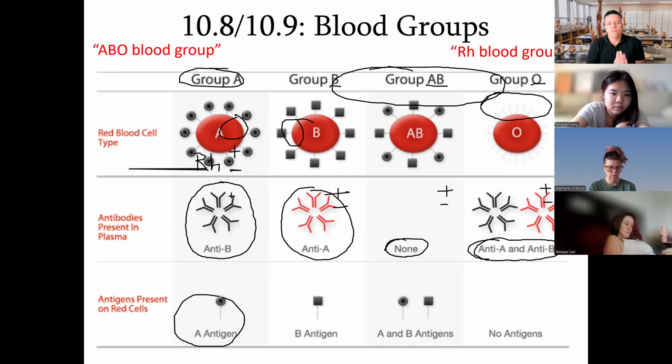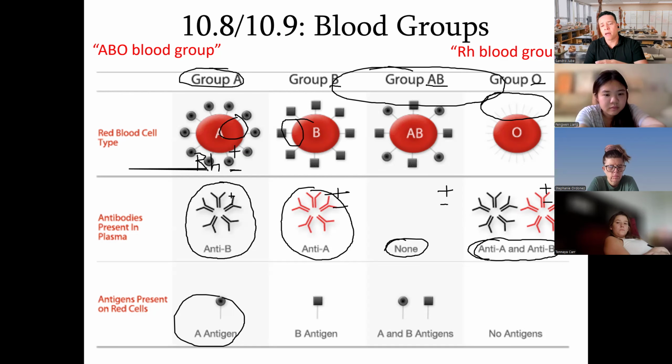Please don't confuse antigen with antibody. It happens all the time, even though I say don't confuse the two. Antigens are found stuck on the surface of the cell. Antibodies are proteins circulating in the bloodstream. They are not attached to the red blood cell. They're circulating freely in our plasma.